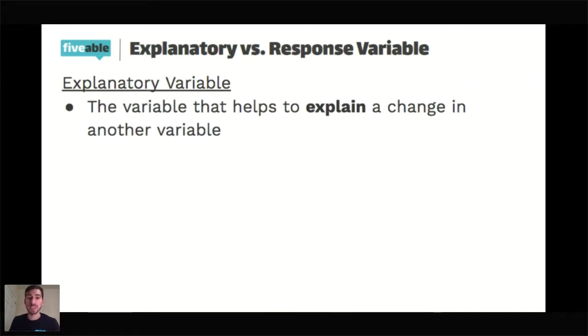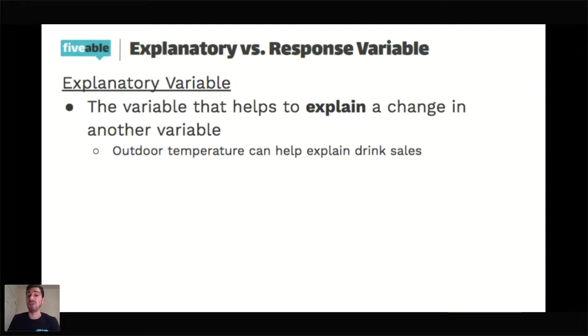And if we're doing an experiment, the explanatory variable is going to be the one that we have control over, that we decide what to do, what to give out to the individuals in our experiment. And in one of the examples I gave earlier, I think outdoor temperature could potentially be an explanatory variable. If you know it's super hot outside, that might help you explain how many drinks you sell at a certain event. It's not the only variable that explains how many drinks you sell, but if it's super hot outside versus super cold outside, that can potentially influence the amount of drink sales.